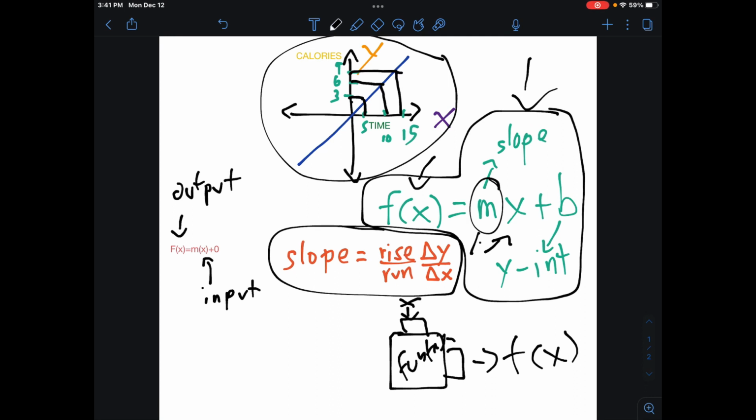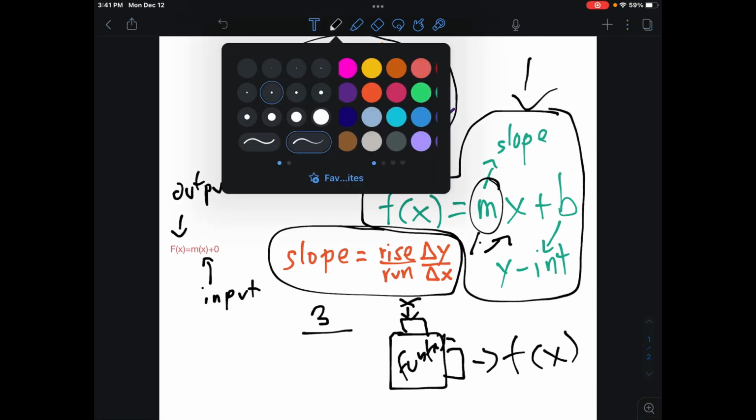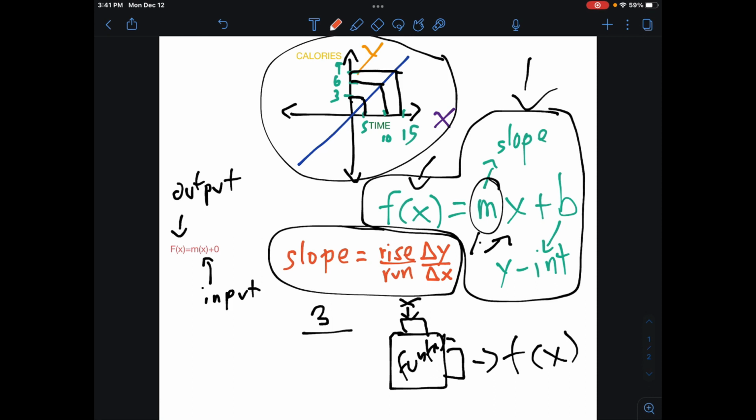So if we're looking at our graph, we can see that the change in the y from 3 to 6 is 3, right? 6 minus 3, that gives us 3. So we're going to write 3. And actually, I'm going to go ahead and use the same orange if I can find it. There you go. So we're going to use 3 over a change in x where we have 5 and 10. And we can see that the difference there is 5. So that is our slope, the change in y over the change in x.